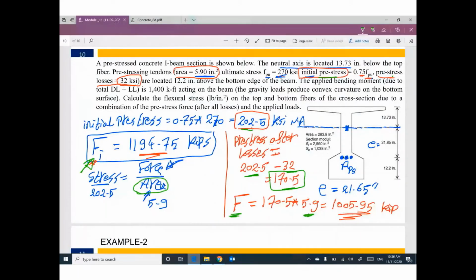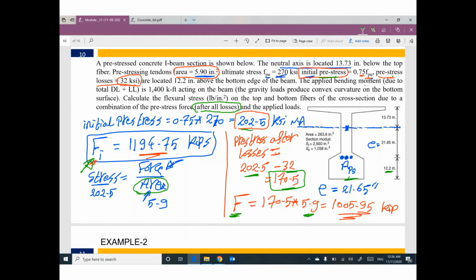Okay, what's going on? The tendons are located at distance 2.2 from the bottom. That's fine. The applied bending moment due to dead load and the live load is 1,400 kip-foot acting on the beam. The gravity loads produce convex curvature on the bottom surface. Anyway, calculate the flexural stress on the top and bottom fiber of the cross section due to a combination of the pre-stress force after all losses. That makes sense.